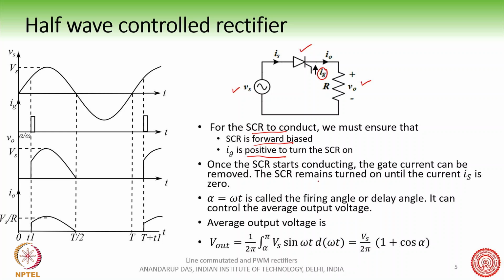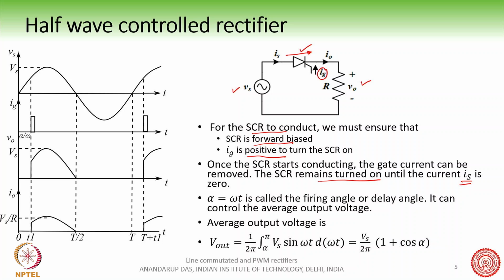The SCR will remain turned on as long as the current IS, in this case the anode to cathode current, is positive. In this way we can say that the SCR is a semi-controlled device, which means you can turn it on but you cannot turn it off. The turning off of the SCR is dependent upon the external circuit.